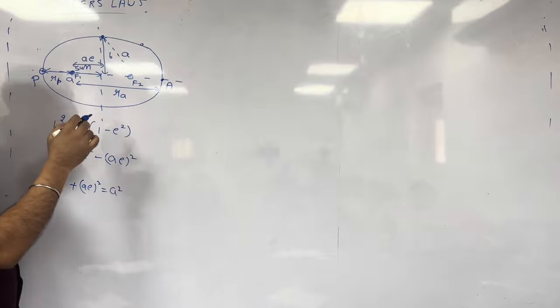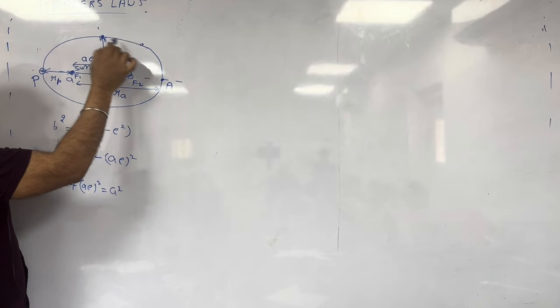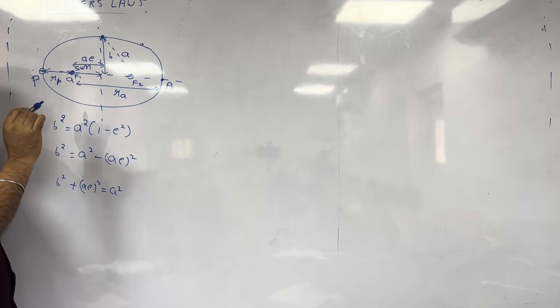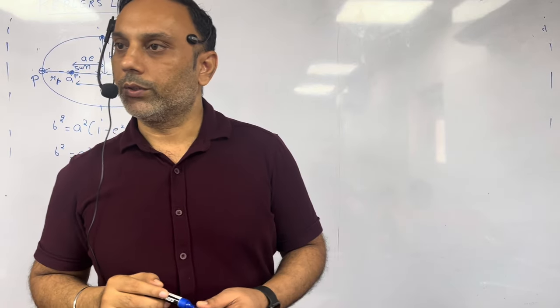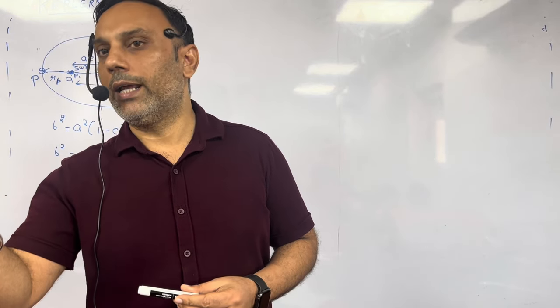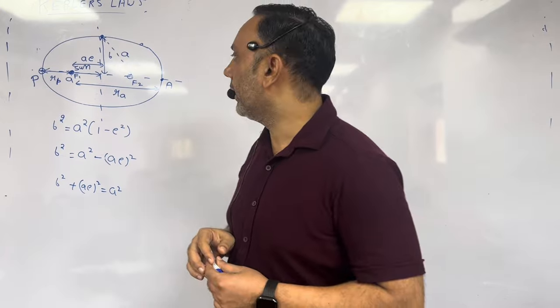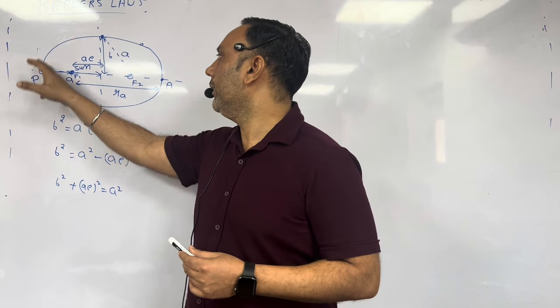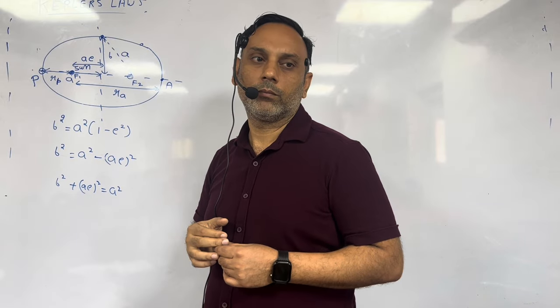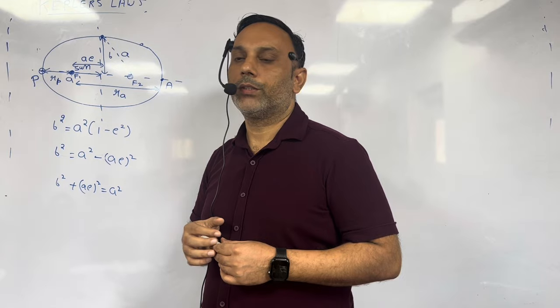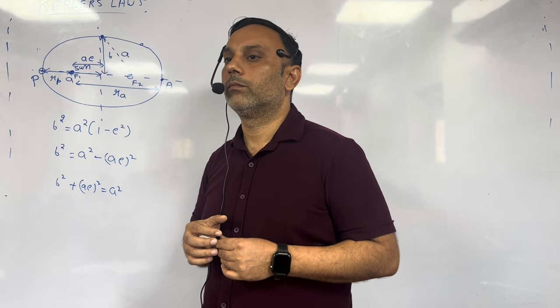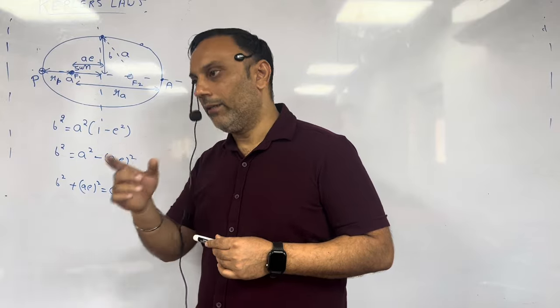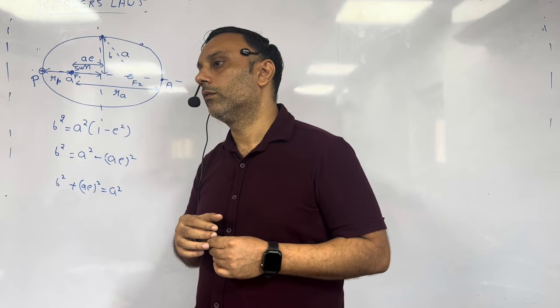Suppose a planet is moving from perigee to apogee. What about the work done by the gravitational force? Will it be positive, negative, or zero? Work done by gravitational force in moving from perigee to apogee. Tell me. Negative. Why? Because the gravitational force is inward, but the displacement is in this direction.